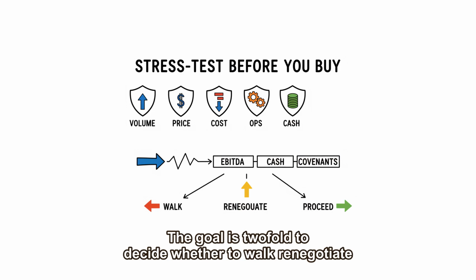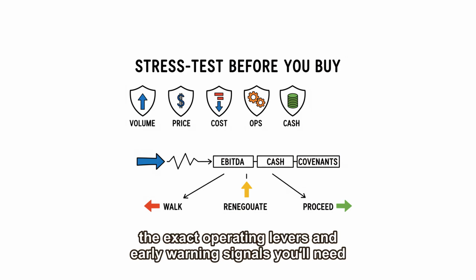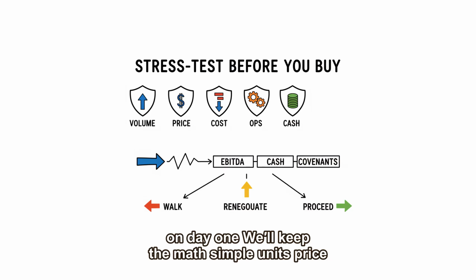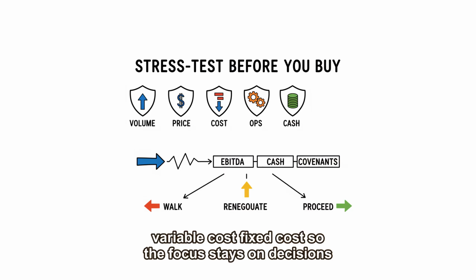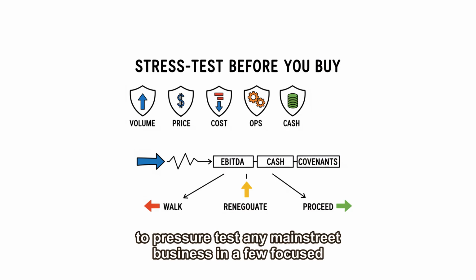The goal is twofold: to decide whether to walk, renegotiate price and structure, or proceed with confidence, and to identify the exact operating levers and early warning signals you'll need on day one. We'll keep the math simple: units, price, variable cost, fixed cost, so the focus stays on decisions, not spreadsheets. By the end, you'll have a repeatable checklist to pressure test any Main Street business in a few focused hours.